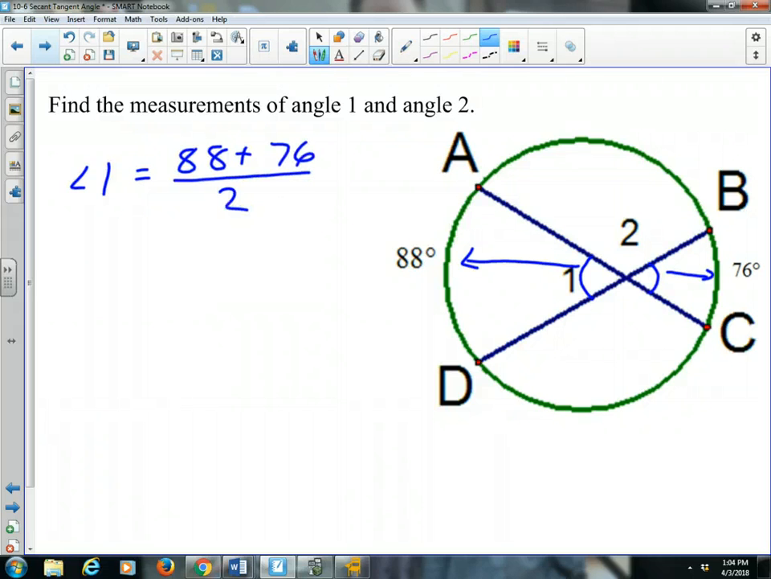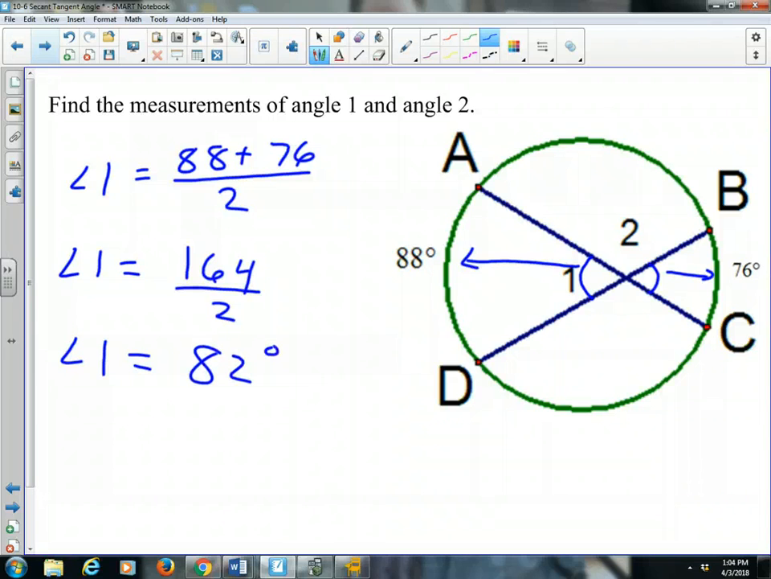Okay, that's one of the first properties we talked about in the video lesson today. So angle 1 equals 88 plus 76 divided by 2. That's 164 divided by 2, and 164 divided by 2 is 82. 82 degrees is angle 1, 82 degrees.